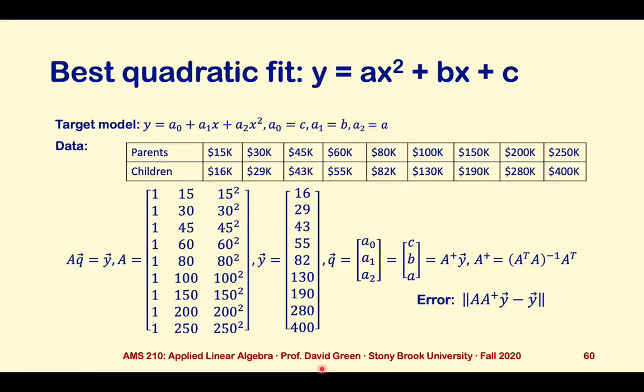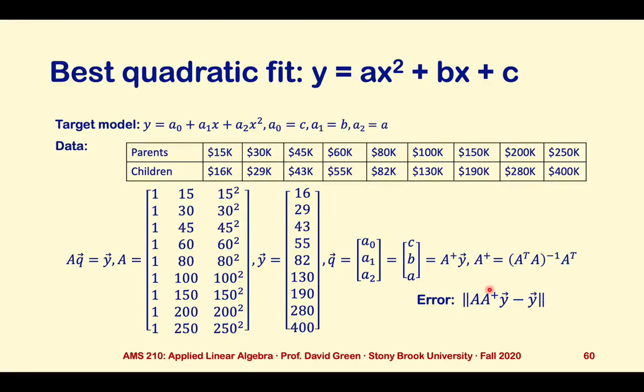I'm just going to leave them squared rather than actually trying to evaluate those here. The y is exactly the same. Our q holds our parameters of our fit, the coefficients in front of this quadratic expression. But otherwise, the process is identical. Pseudo-inverse multiplied by the y gives us our coefficients. Our error is given by the same form.